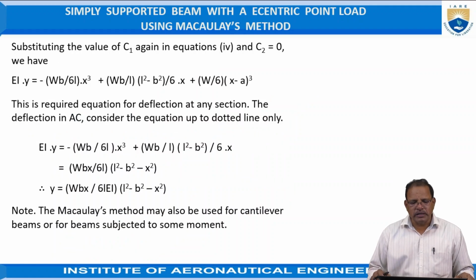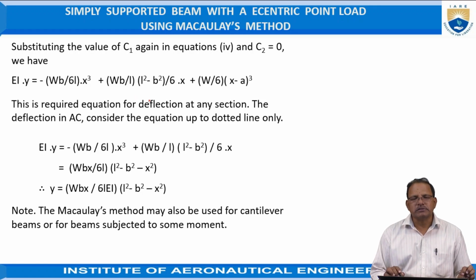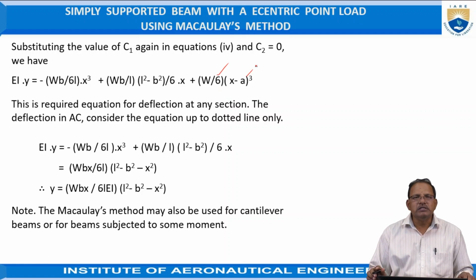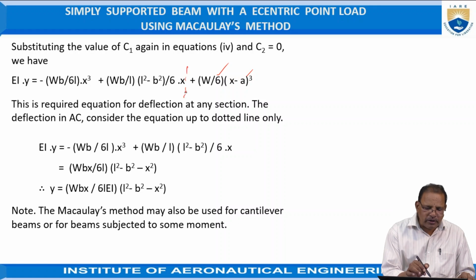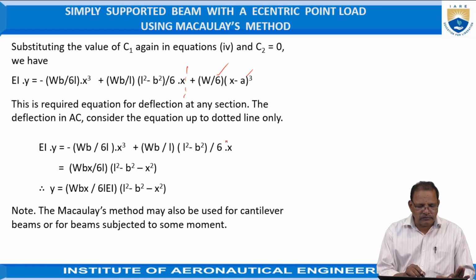Substituting the values of C1 again in the equation, and C2 equal to 0, we get EI y is equal to minus W b by 6L into x cube plus W b by L into (L square minus b square) by 6 into x plus W by 6 (x minus a) cube. This is the required equation for determination of deflection at any section. For the deflection at C, consider the equation up to the dotted line, that is nothing but up to this point. So EI y is equal to, just as we got from this one.